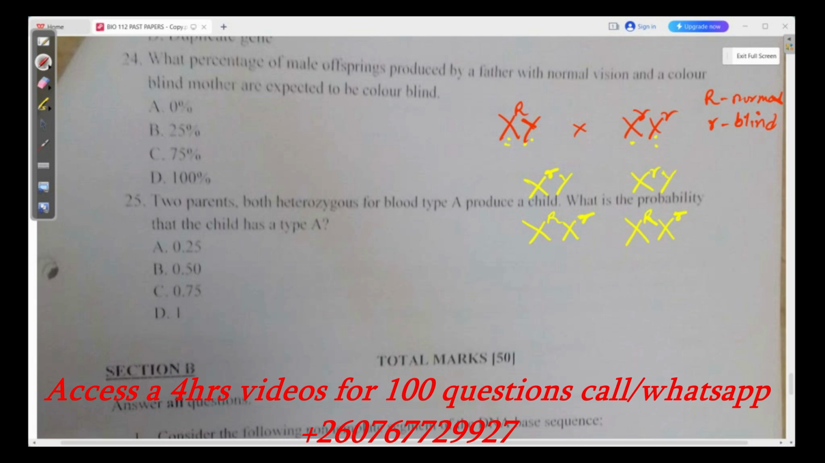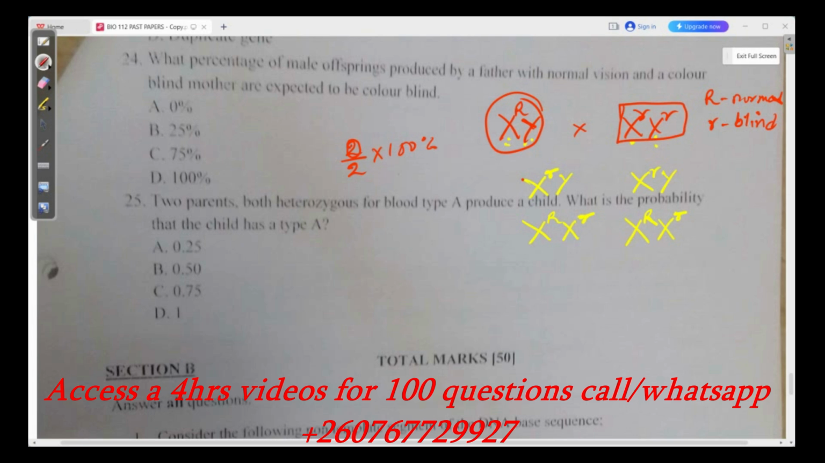So the question is, what percentage of male offspring produced by the father who is normal for vision, and the colorblind mother, this one. So in this case, we are just focusing on the sons. How many sons do we have? We have 2. Of the 2, how many are going to be colorblind? So both of them are going to be colorblind. So we have 2 who are colorblind out of 2, multiplied by what?